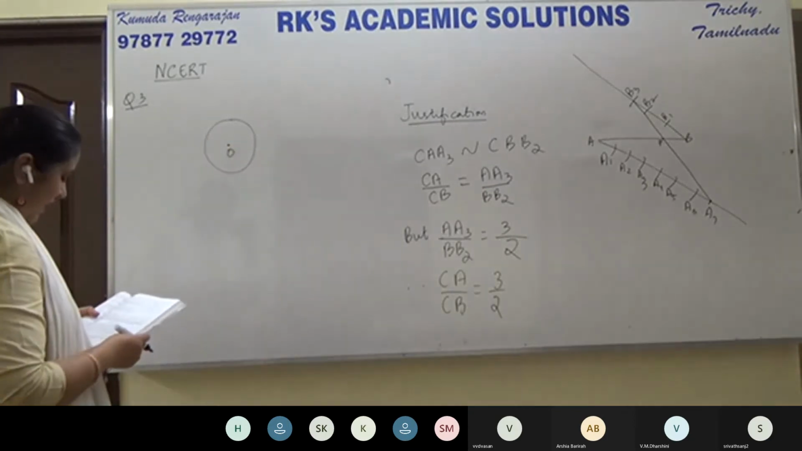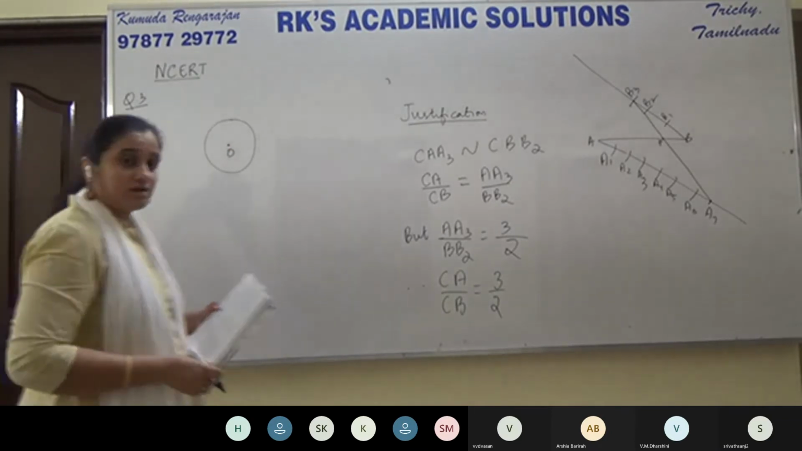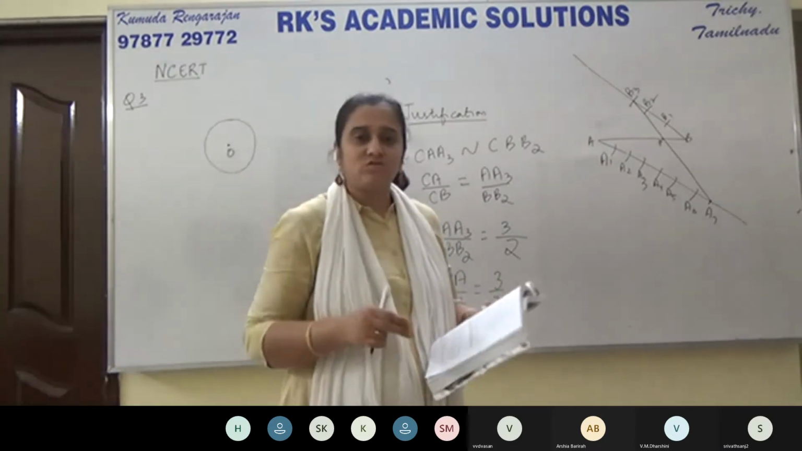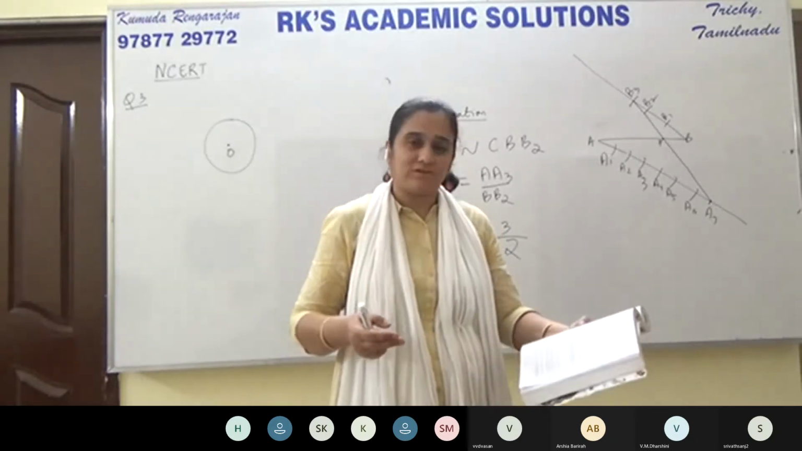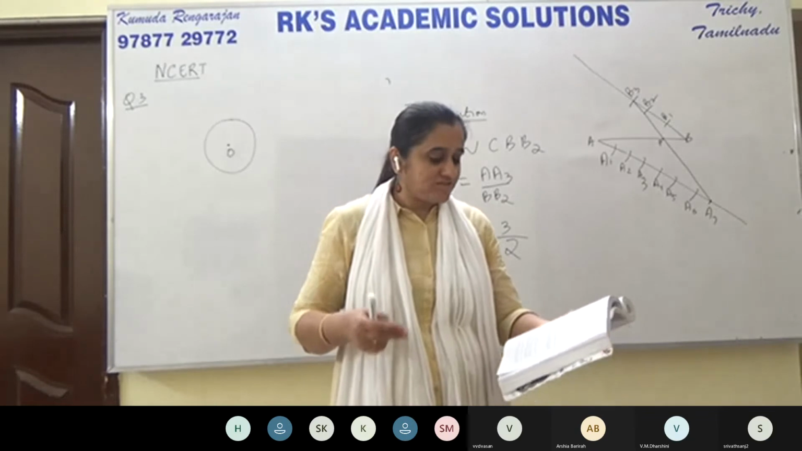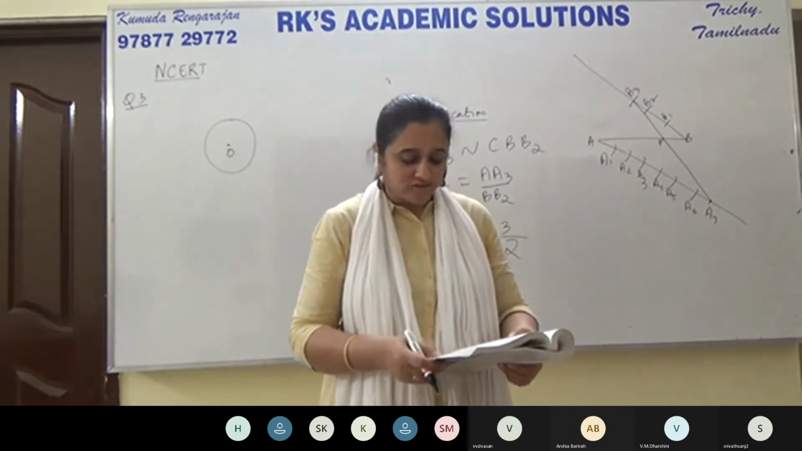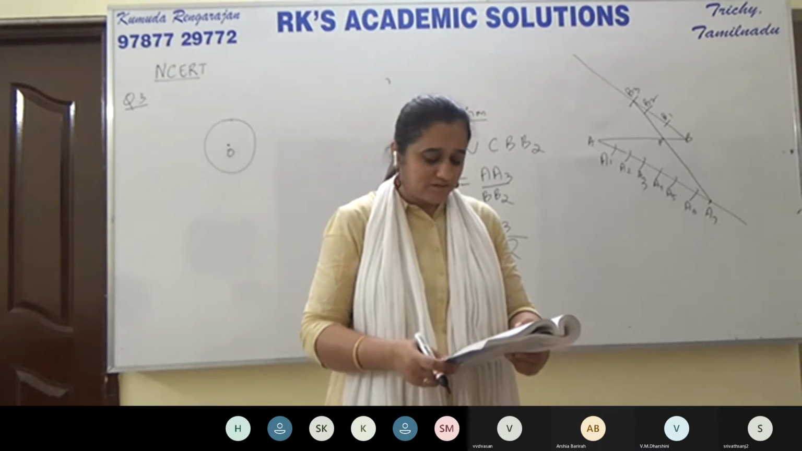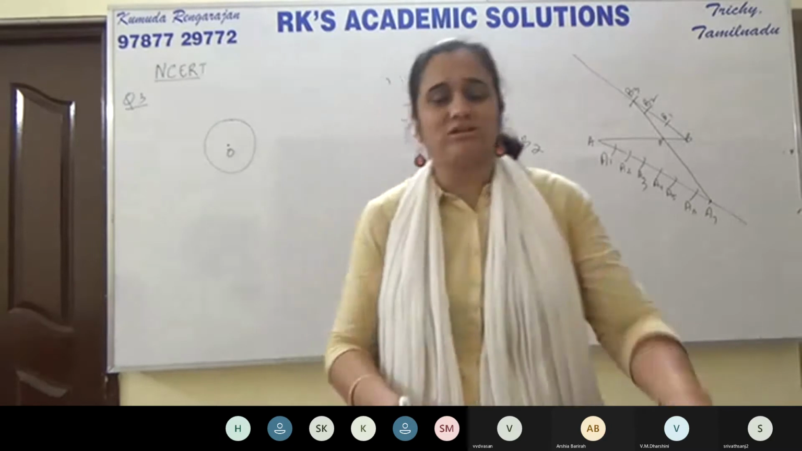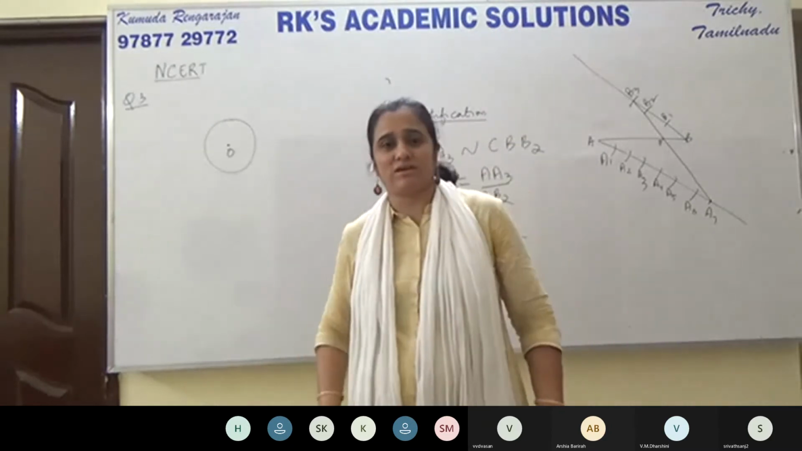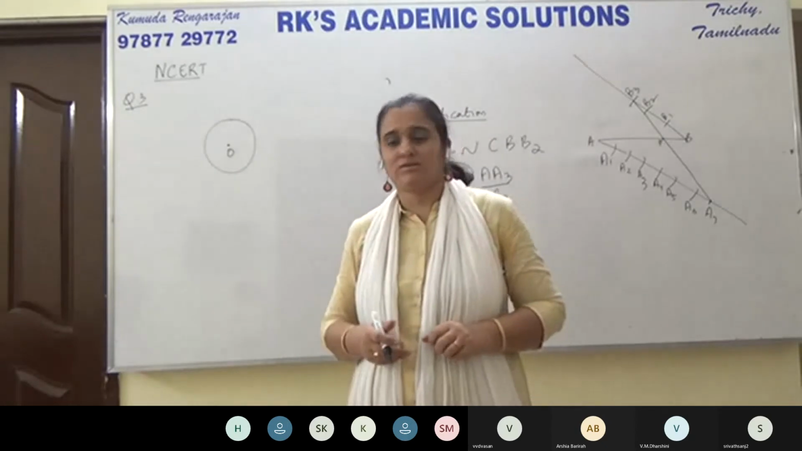Take 2 points P and Q on one of its extended diameter, each at a distance of 7 centimeters from the center. That means it should be on either side. Both of them cannot be on the same side, because if both of them were on the same side, P and Q would be the same point.